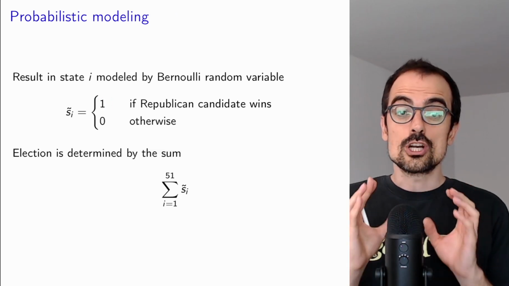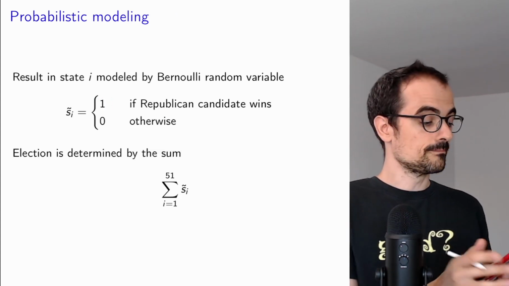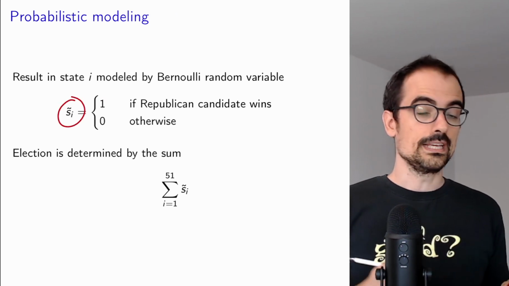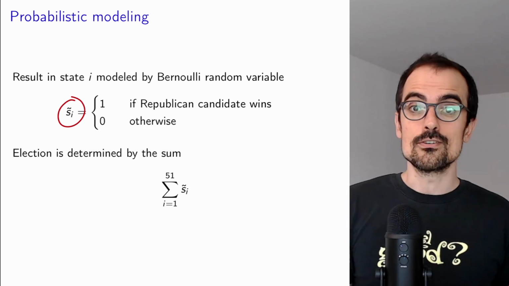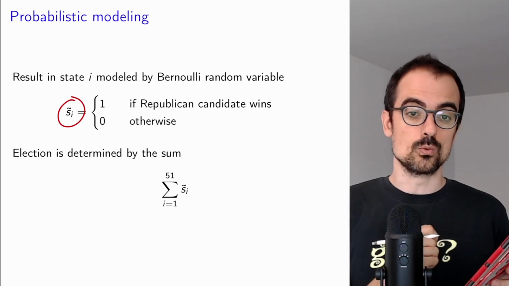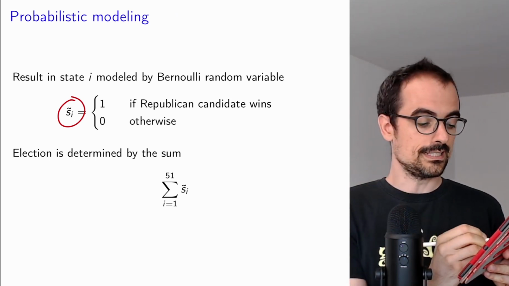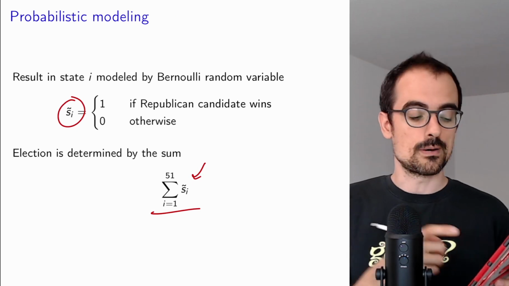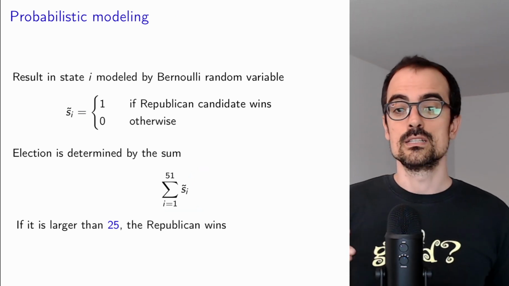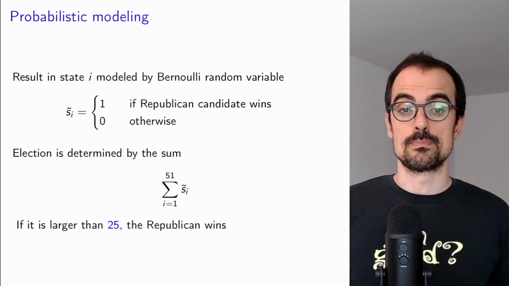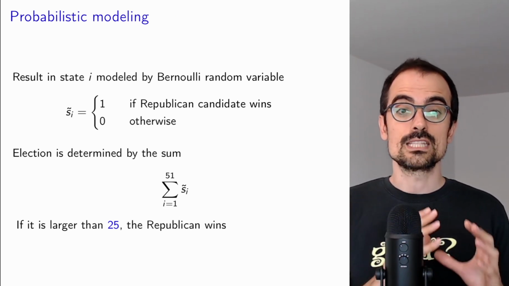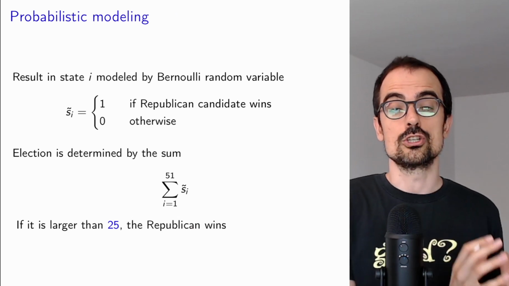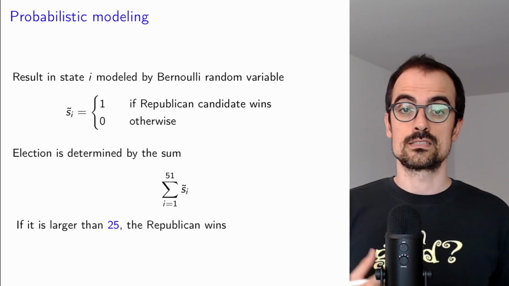Now the election is determined by how many of these variables are equal to 1. If more than 25 of them are equal to 1, then the Republican wins. Equivalently, if this sum, when we're summing all of the states won by the Republican, is greater than 25, then the outcome of the election is that the Republican wins. We want to characterize the probabilistic distribution of this sum in order to forecast the election.